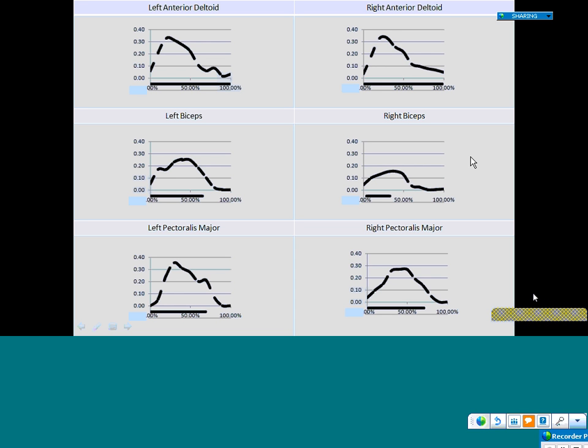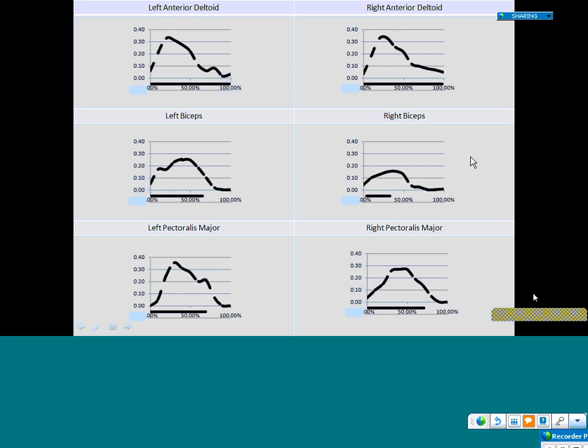So going through these, you can see that both the left and the right anterior deltoid experimentally show activity throughout the entire contact phase of propulsion. And computationally, you see that reflected quite well. There's activity throughout the entire contact phase.